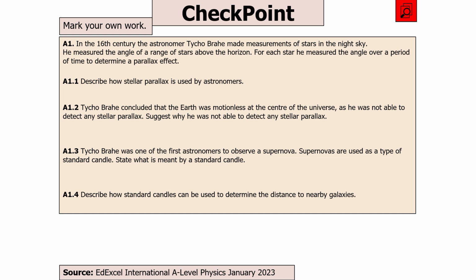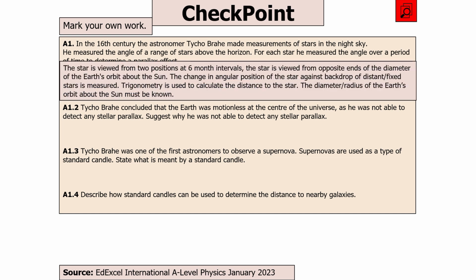Right, so the first one is explain what stellar parallax is. So that's a star is viewed from two positions at 6-month intervals, half the orbit of the Earth. So the star is viewed from opposite ends of the diameter of the Earth's orbit. So the change in angular position of the star against the backdrop of the distant or the fixed stars and galaxies is then measured. We can then use trigonometry to calculate our distance to the star with the right angle triangle. The radius of the Earth's orbit must be known for us to work it out because it's one of the sides of our right angle triangle.